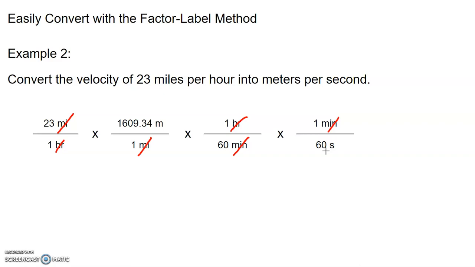So now all we have to do is just multiply these fractions straight out. If you have a calculator and you do 23 times 1609.34 times 1 over 60 times another 1 over 60, then you should get about 10.282 meters per second. And that is our final answer.